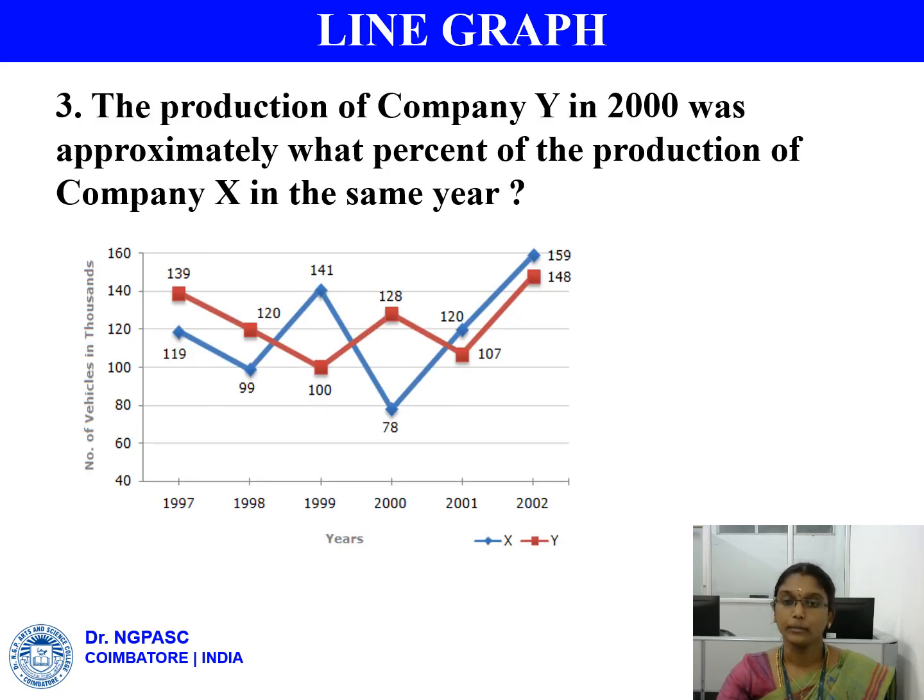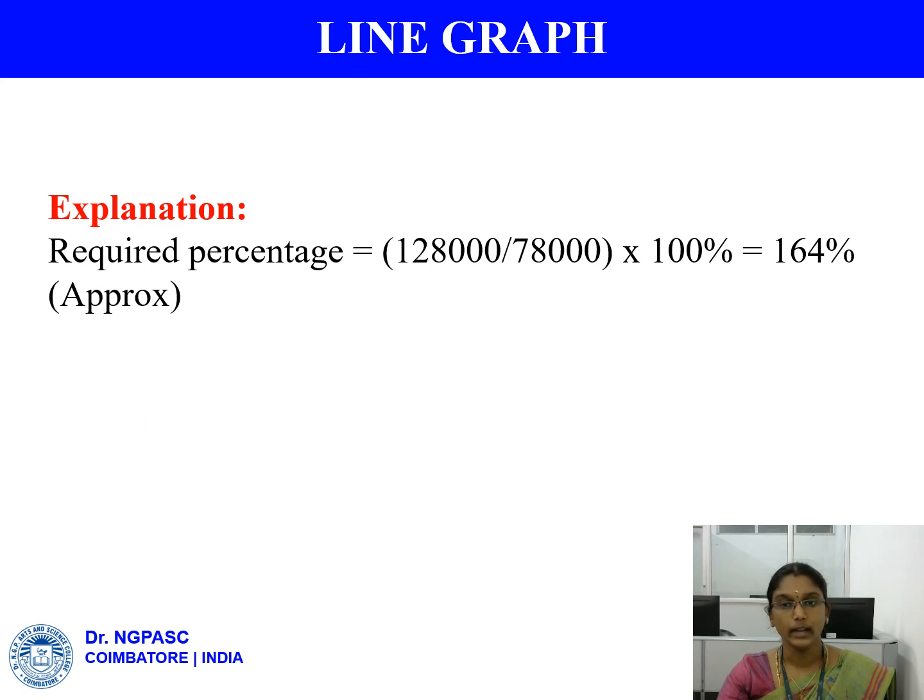Next question: the production of company Y in 2000 was approximately what percent of the production of company X in the same year? Y is the red line, and it is 128. Company X in the same year is 78. So 128 divided by 78 into 100 percentage is approximately 164 percentage.